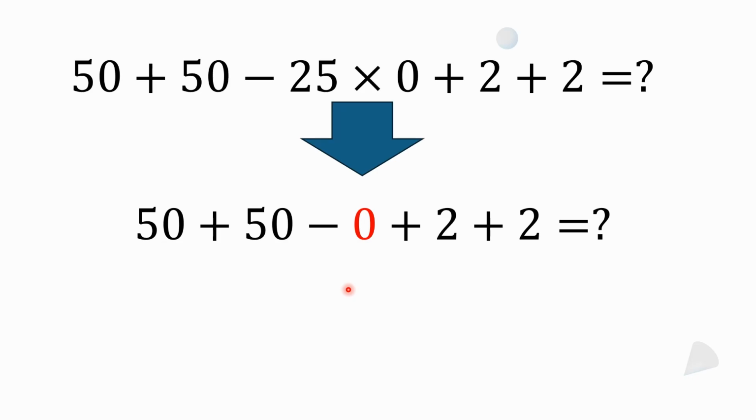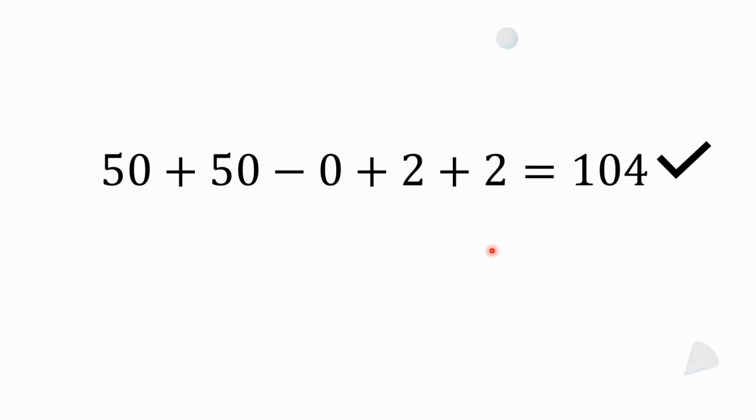And I know there's a few people out there that have gotten an answer. The most common incorrect answer would be 4. And then there's another really incorrect answer of 79, which I guess we'll get into that one. But yeah, 25 times 0 is 0. So 50 plus 50 minus 0 plus 2 is equal to what? Now it's just addition and subtraction, right? So 50 plus 50 minus 0 plus 2 is 104.